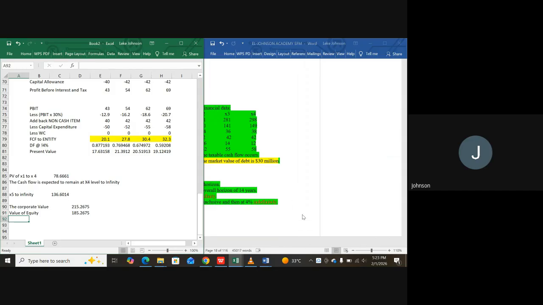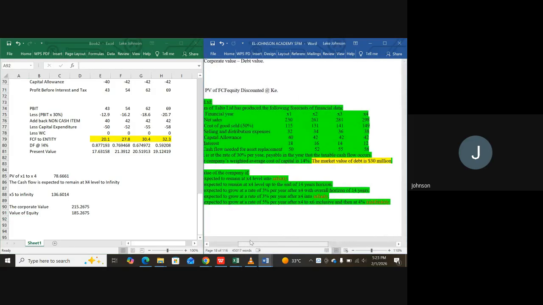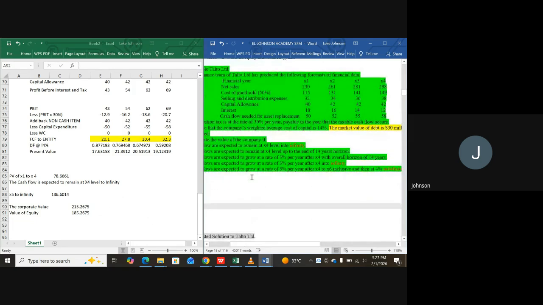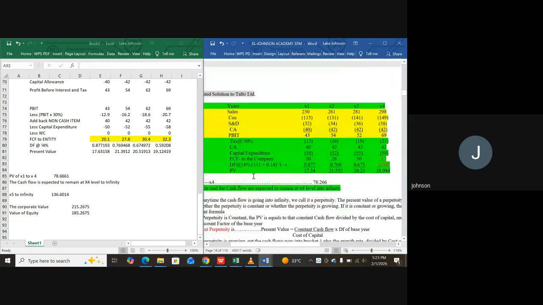So I think that is where we're going to stop for today. Do we get it? Do we understand? Is it clear to us now? Is it clearer?